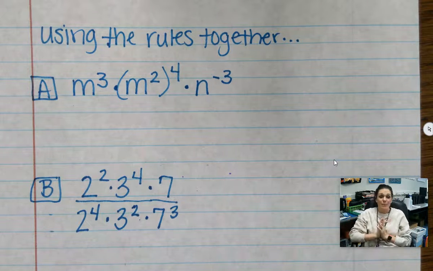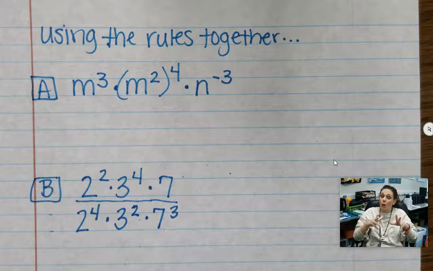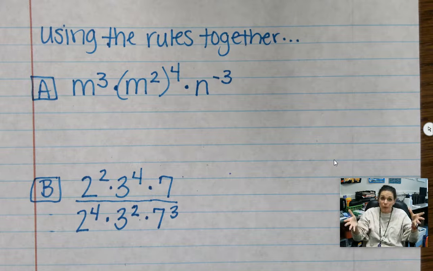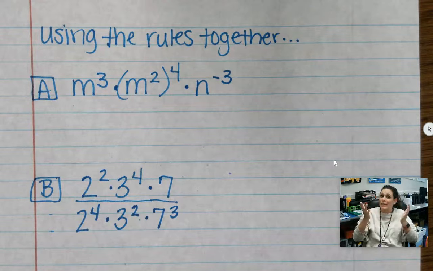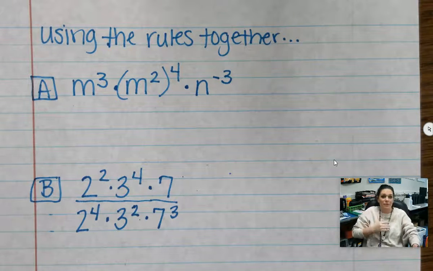The last piece of the puzzle with exponents is being able to apply any of the 5 rules given the circumstances. So in this video, we're going to take a look at 3 examples and how we use these rules to get a final simplified answer.